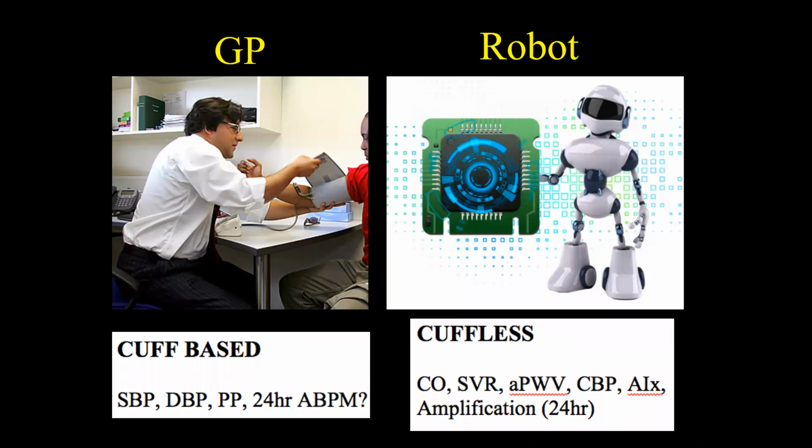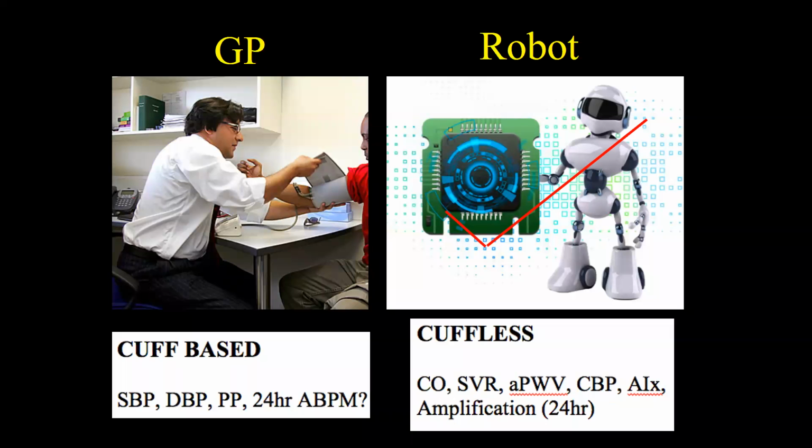So what are the trials that we should be doing? You could have the robot, and the robot has cuffless technology, and the robot can measure cardiac output, vascular resistance, pulse wave velocity, central pressure, and augmentation index, and hopefully over a 24-hour period. So that's what the robot's got. The GP has got a 100-year-old piece of technology. He can do systolic, diastolic, pulse pressure if he can do simple subtraction, and maybe 24-hour blood pressure. So I'm wondering who's going to win this contest? Well, nobody in this audience would disagree that the robot's going to win this, hands down.